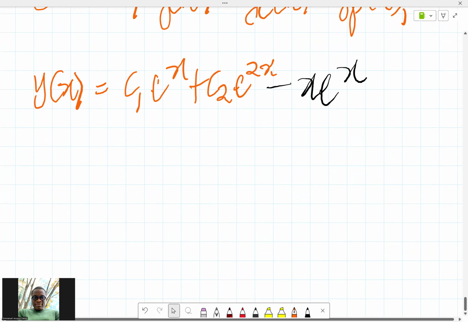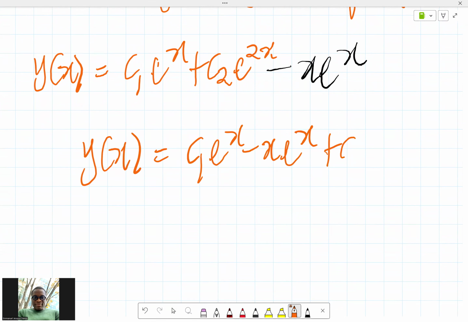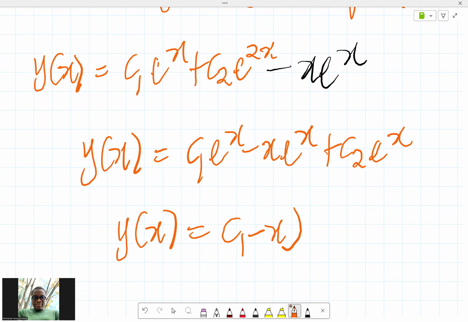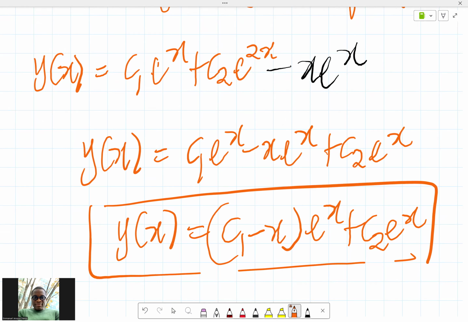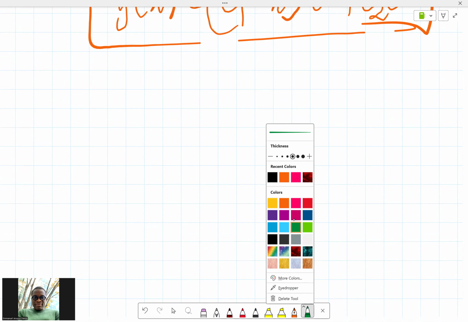So we can then tidy all of this up. And then we have y of x equals c1 e raised power x minus x e raised power x plus c2 e raised power x. So that is y of x equals c1 minus x e raised power x plus c2 e raised power x. So this is the solution in that situation. So that's one case. Now let's look at example 2, which is of another form.